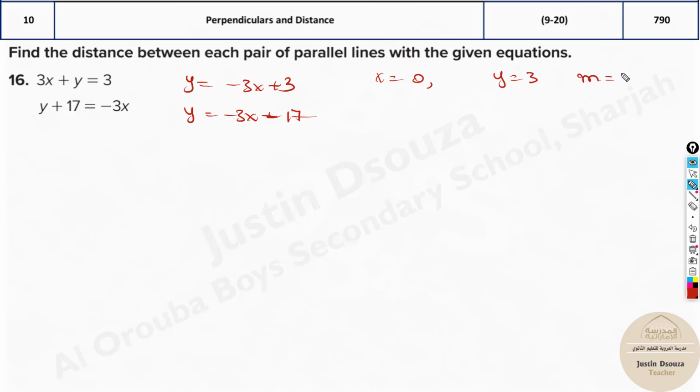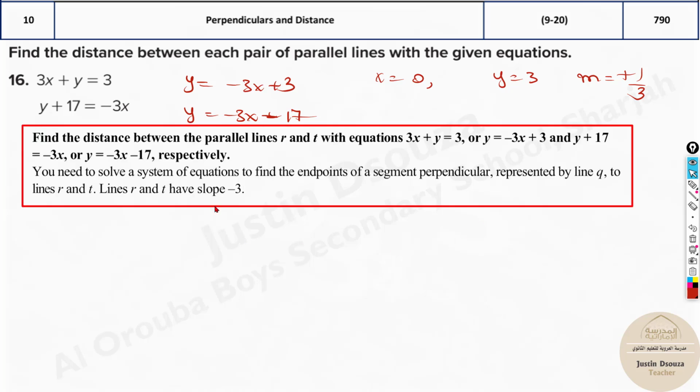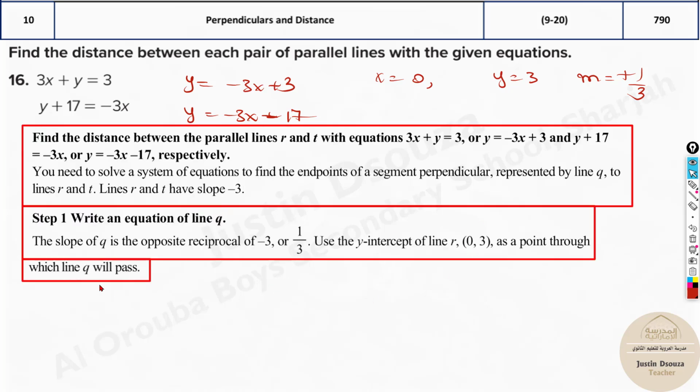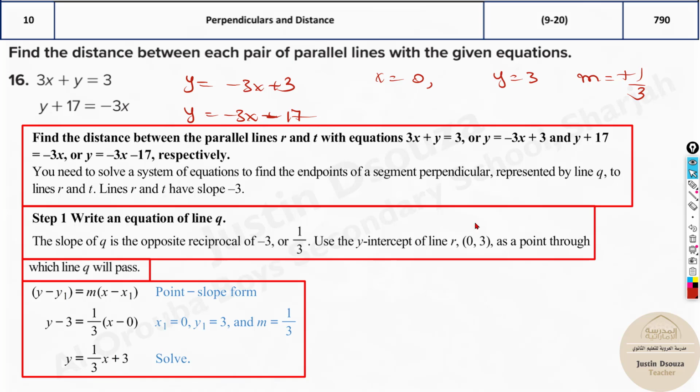What is the slope for the perpendicular line? It will be positive 1/3. That's negative reciprocal of minus 3. And then the same steps you can solve it up. Here you can see the method. The equation over here will be 1/3 x, see, this is the slope, plus 3.